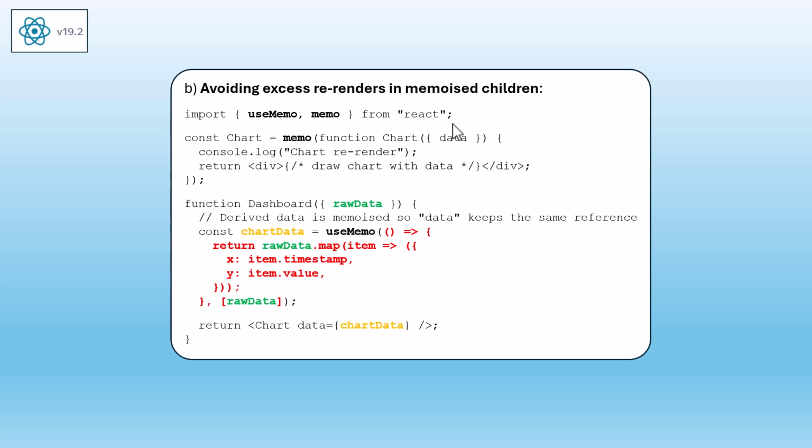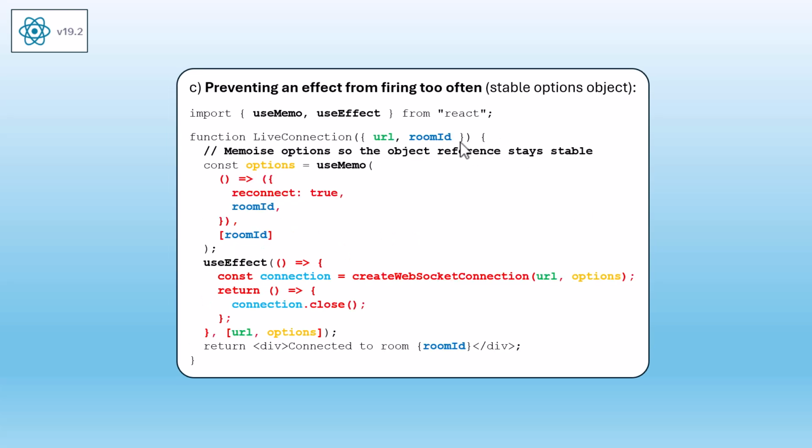Avoiding excess re-rendering of child components. If your component passes a computed value as a prop to a child component which is wrapped in a mechanism to skip rendering when its props are unchanged, then caching the computed value ensures that it remains referentially stable, that is, the same object reference, between renders. This stability allows the child to skip re-rendering simply because the prop reference did not change.